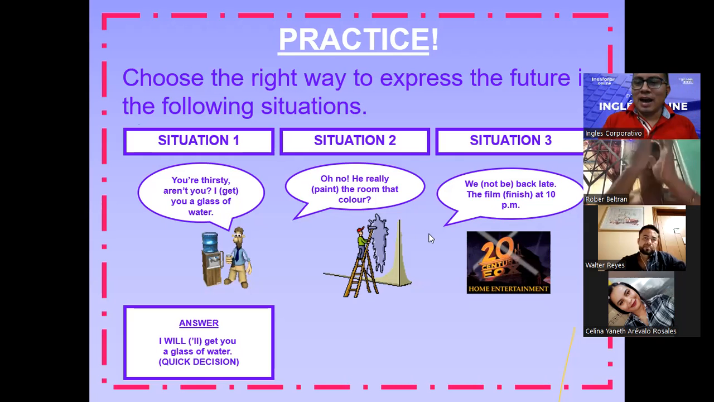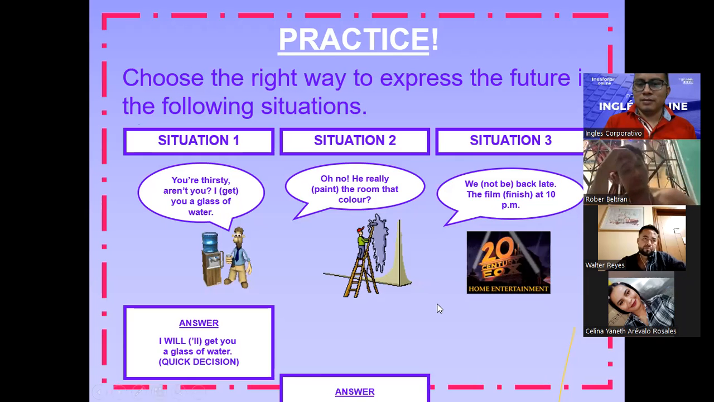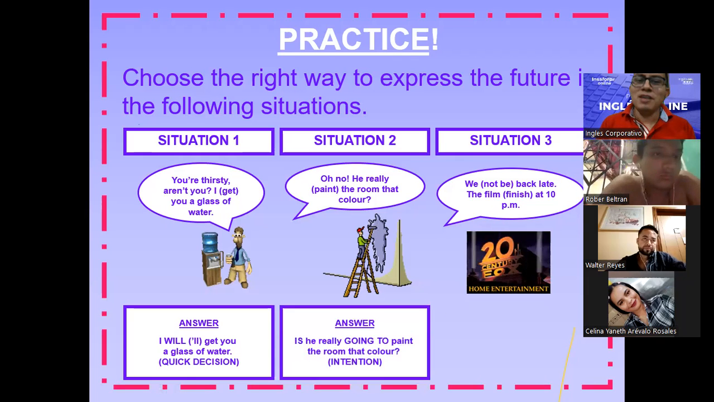Pero, ¿hay evidencia, guys? ¿O no hay evidencia? Sí, creo que sí hay una evidencia. Aquí hay una intención. Miren, si estoy viendo con mis ojos, tengo la evidencia clara de que algo va a suceder. Está sucediendo en el momento. Yo pregunto, is he really going to paint the room in that color? Is he really going to paint?